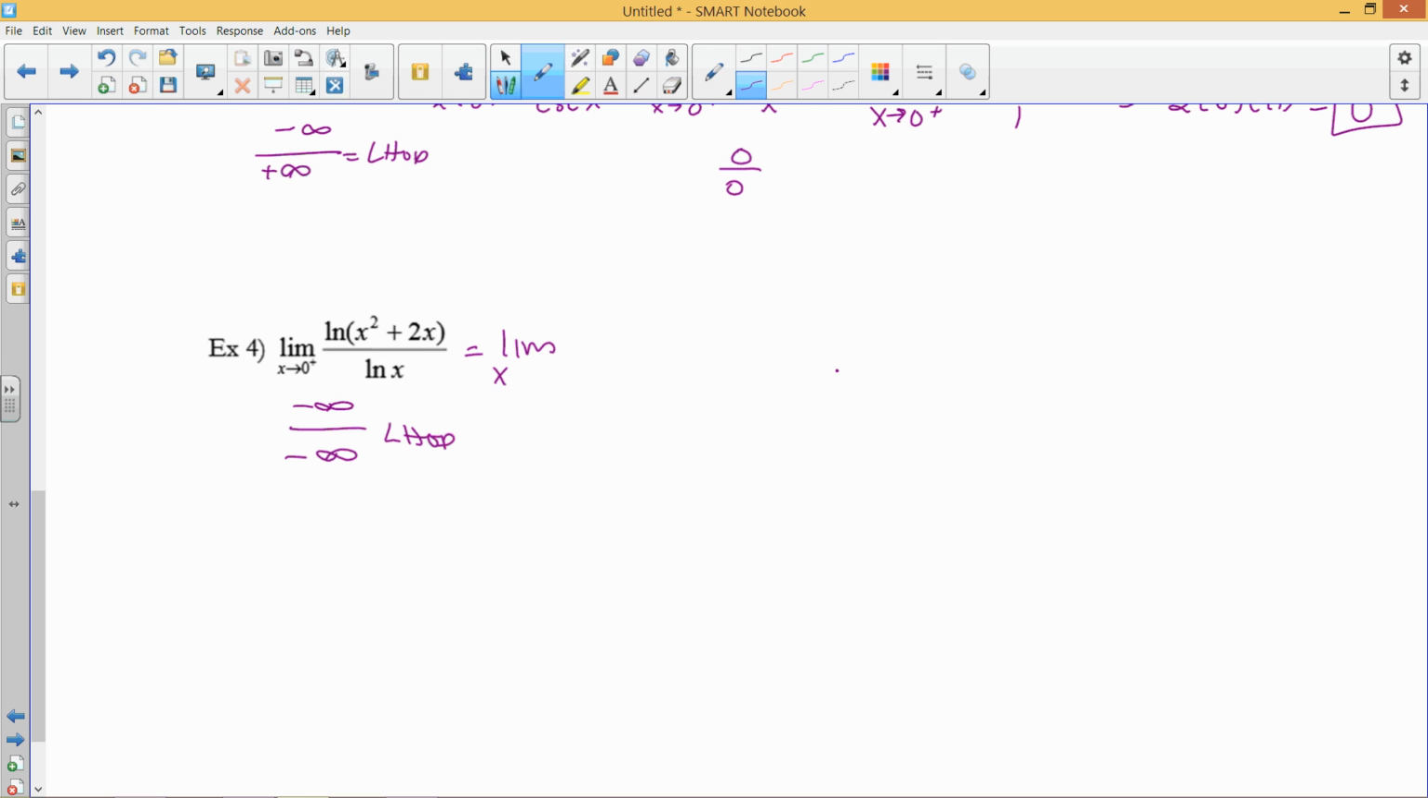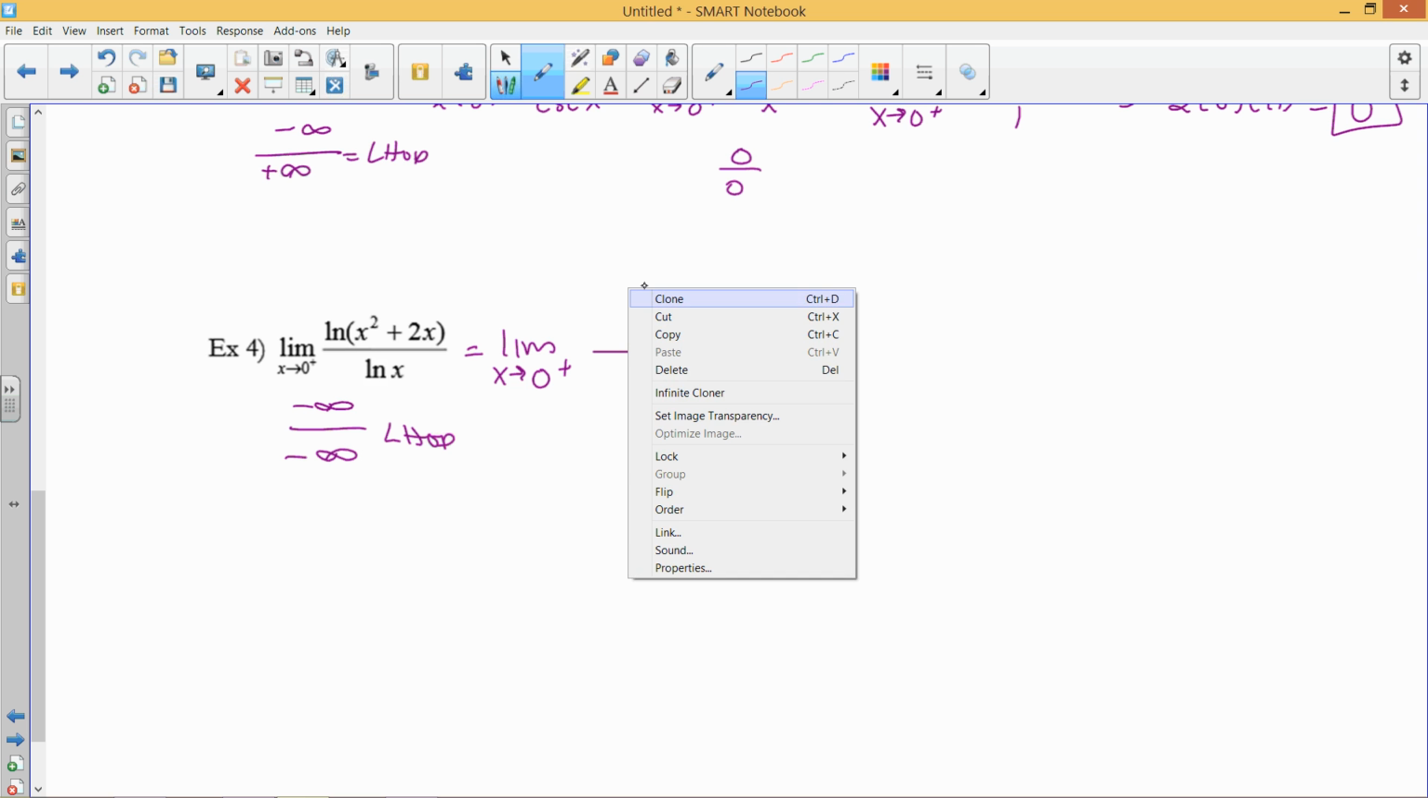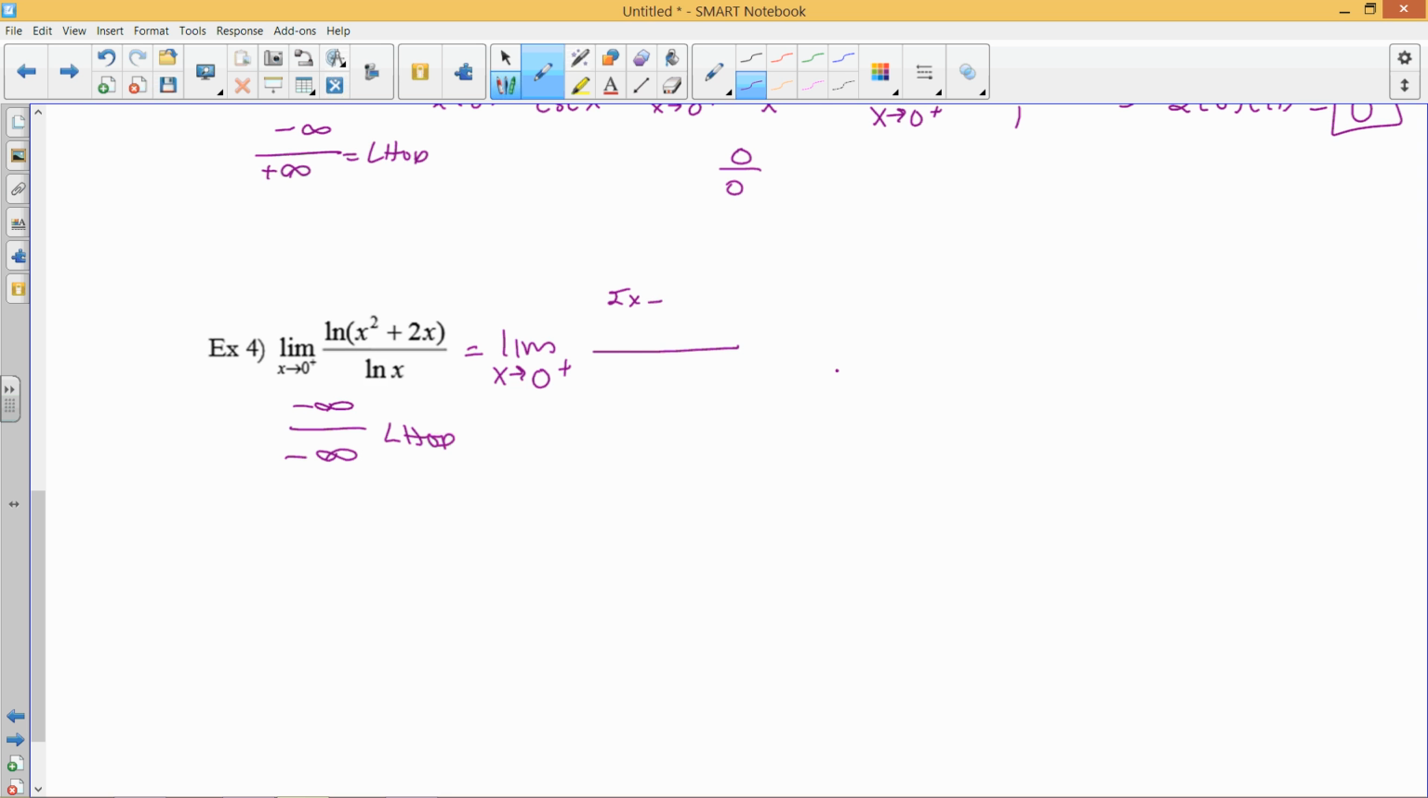The limit as x approaches 0 from the right for the derivative of the top, which is going to be 2x plus 2 over x squared plus 2x. On the bottom, this is going to be 1 over x. I'm going to simplify here. So 2x plus 2 over x squared plus 2x times 1 over x. This is going to be the limit as x approaches 0 from the right of 2 times x plus 1 over, let's see, x times x plus 2. I'm factoring to see if my life might get easier.